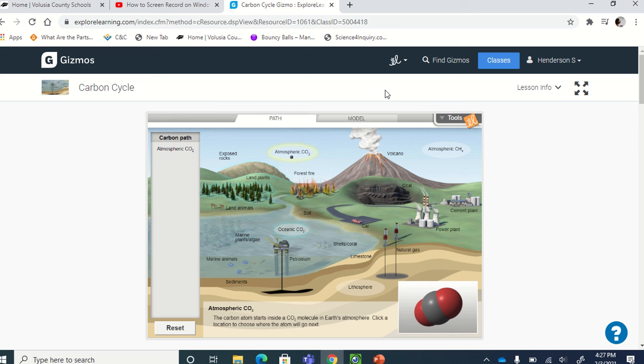Hey guys, I just wanted to get on here and let you know how to do today's assignment. It is the yellow packet, the one that has the label on it that says Gizmos. It's the Student Exploration Carbon Cycle.